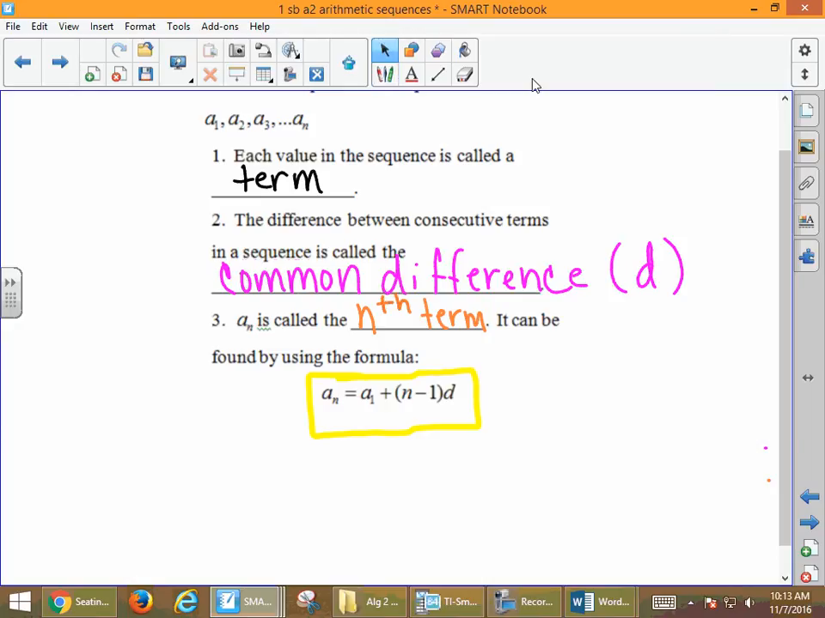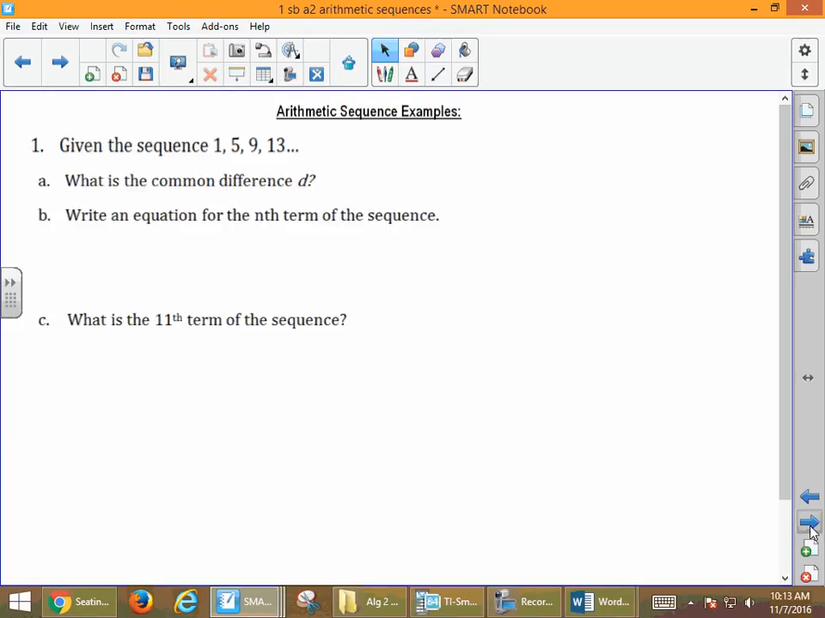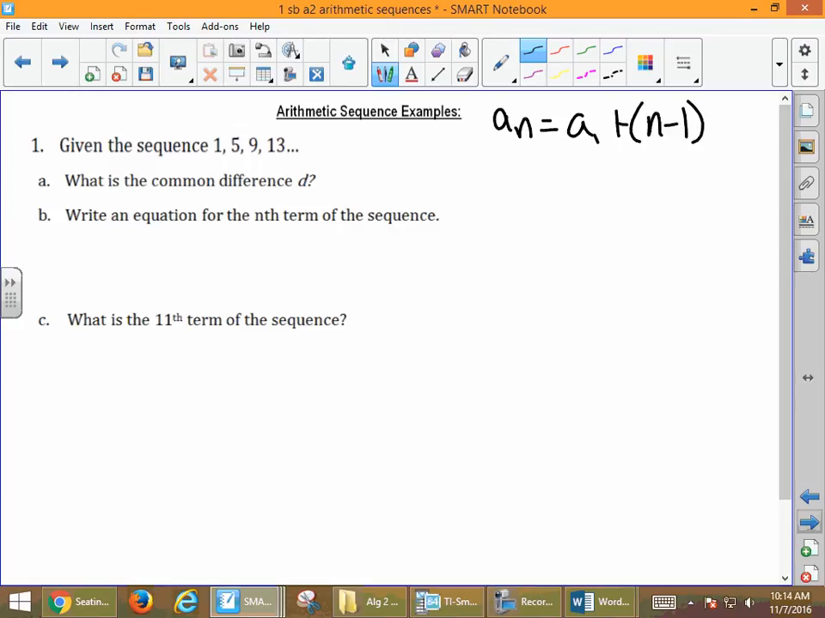Let's flip the page here. The formula is right here again, and you might want to write it down at the very top of your paper so you're familiar with it. It is a sub n equals a sub 1 plus n minus 1 times d. That's the formula that we're going to be using.